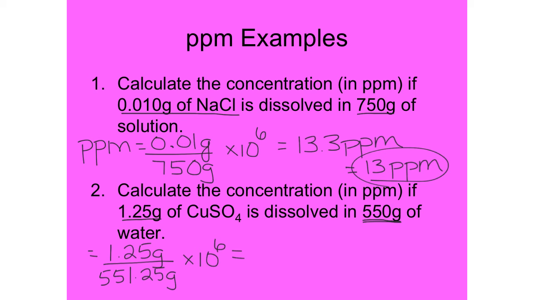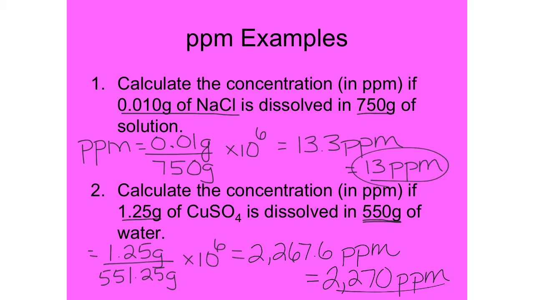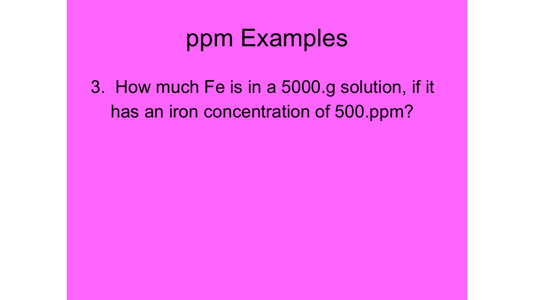All right, so we plug 1.25 divided by 551.25 times a million into our calculator, and that gives us 2,267.6 parts per million. Units, just parts per million, the grams cancel out. We would want three significant figures, so 2,270 parts per million for our answer.